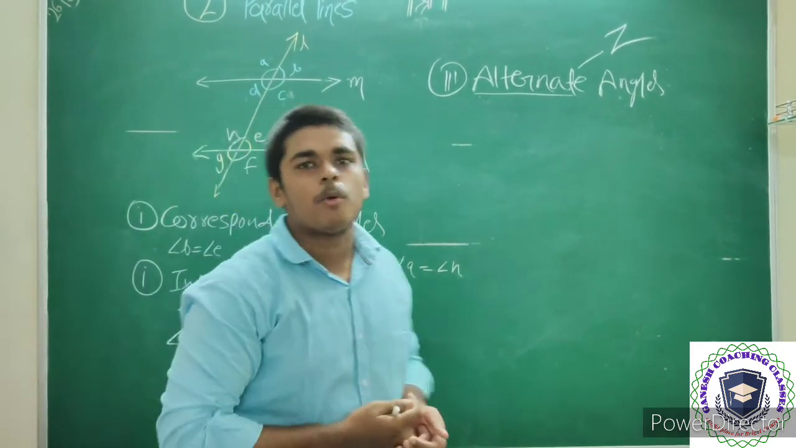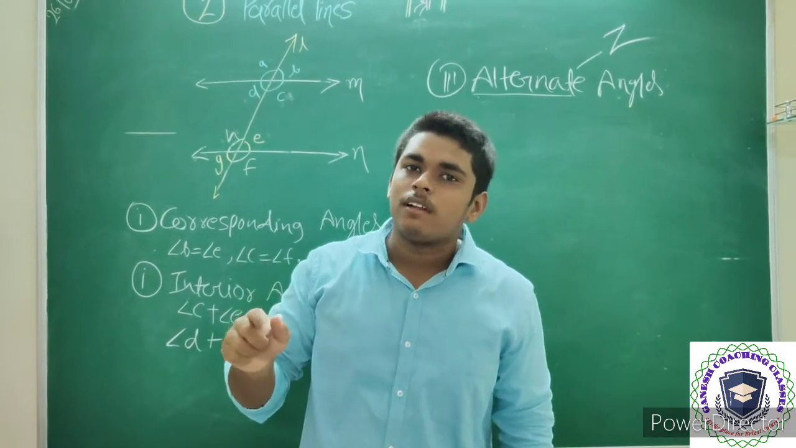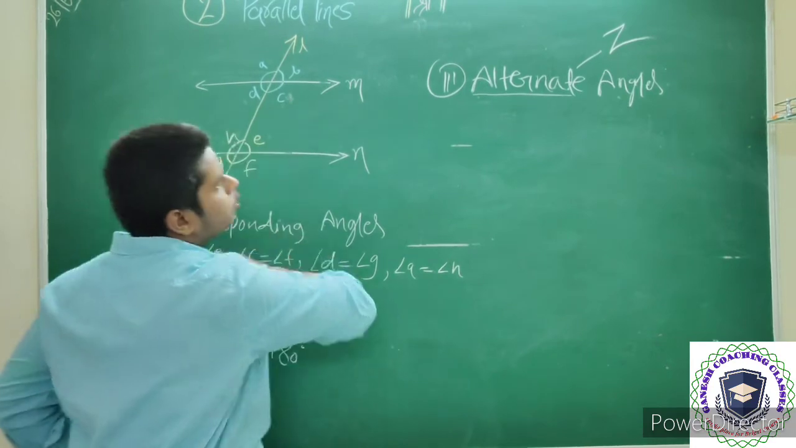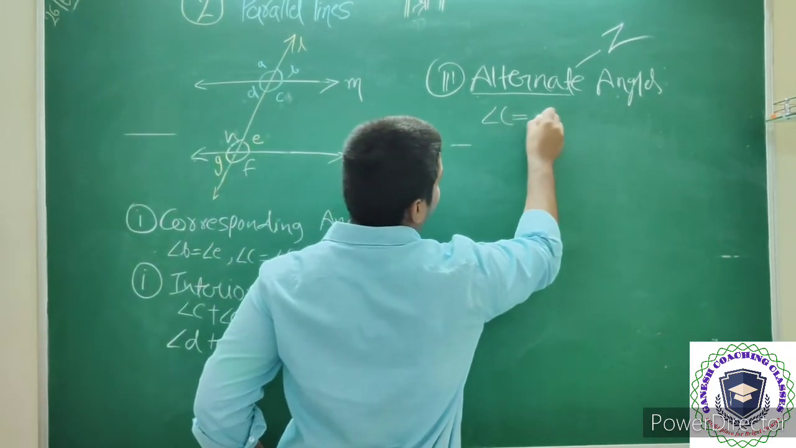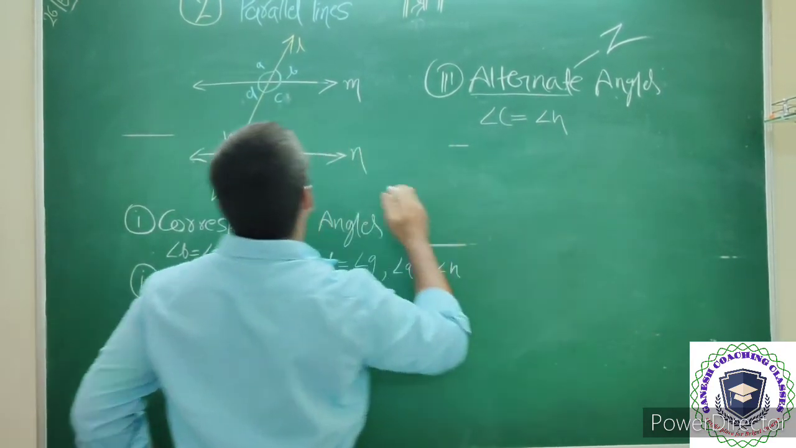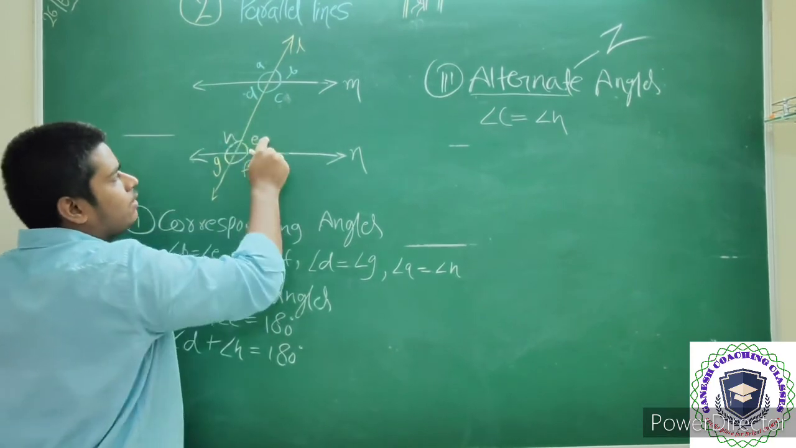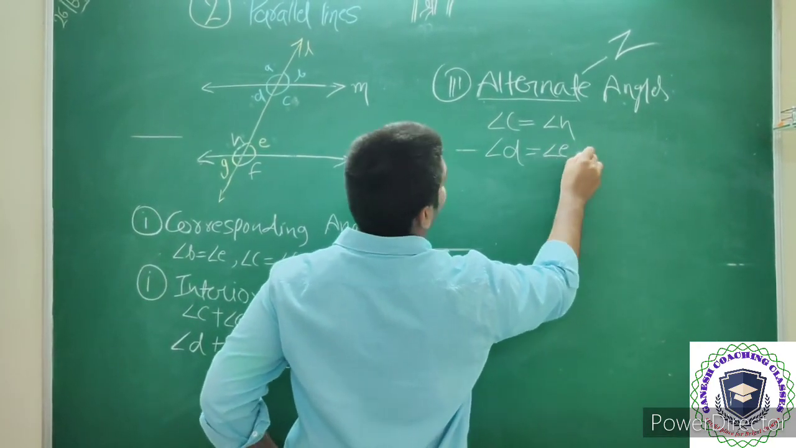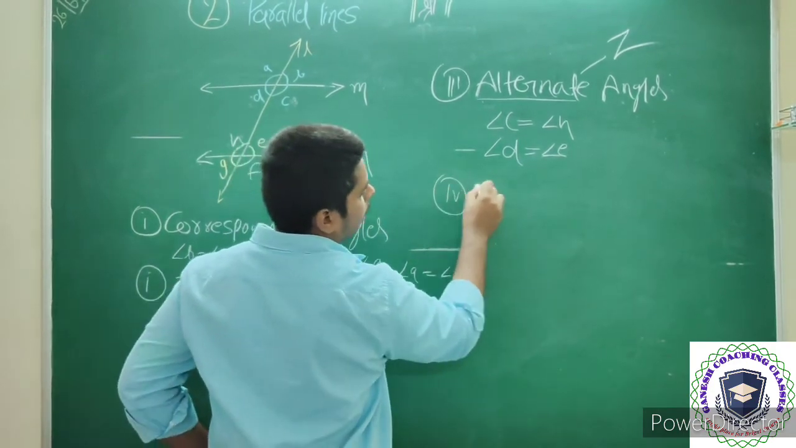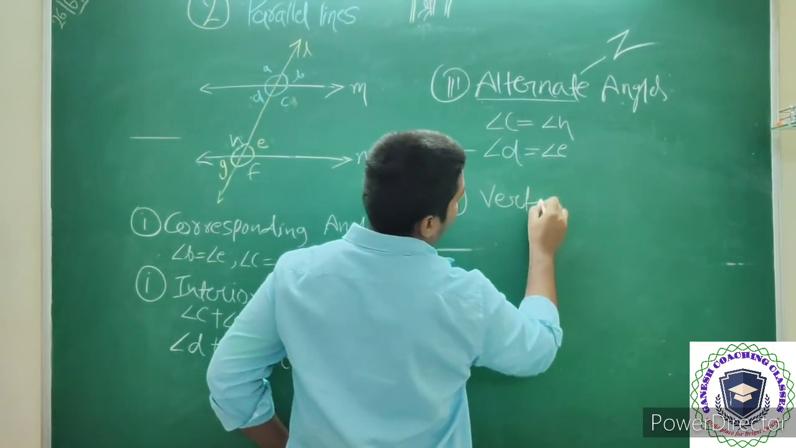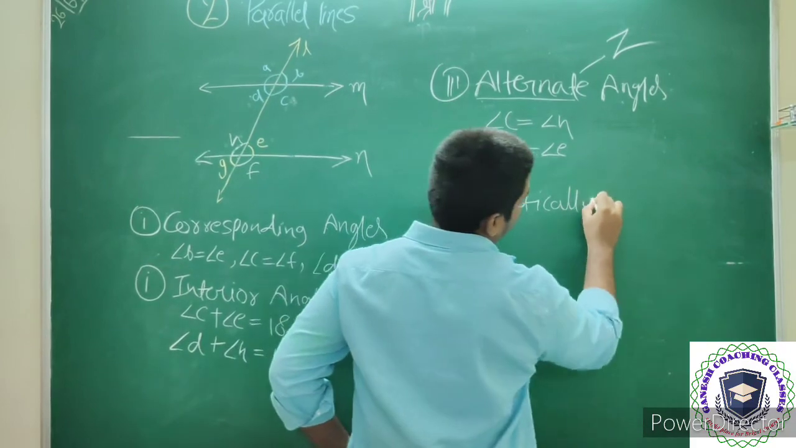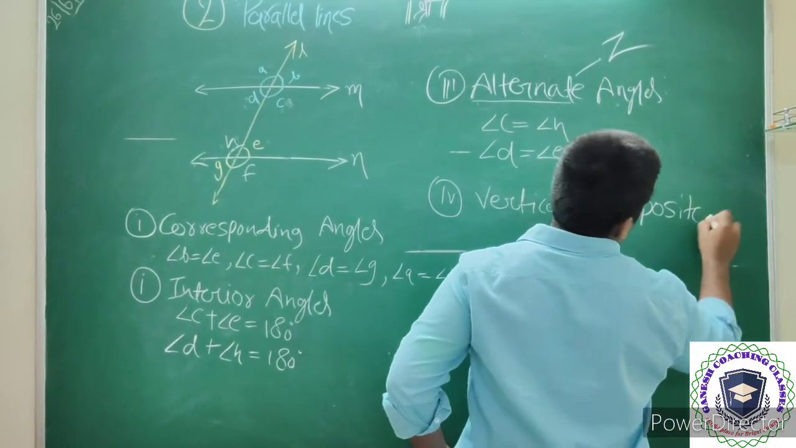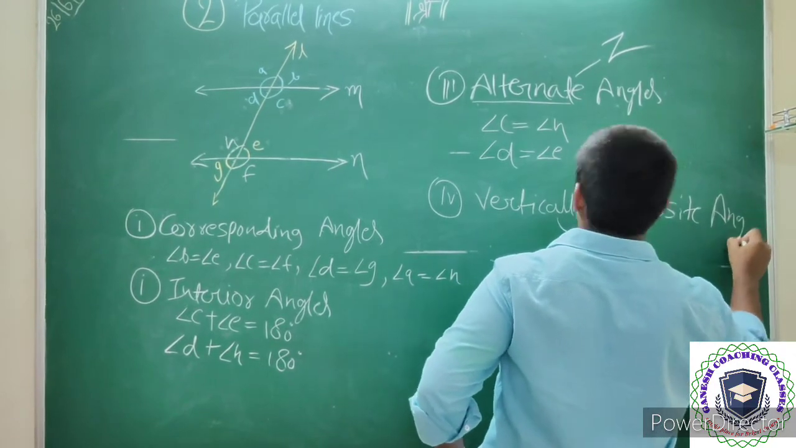And we learned the property that alternate angles are congruent. So angle C is equal to angle H because alternate angles are congruent, and angle D is equal to angle E. And the last one, the fourth one, that is vertically opposite angles.